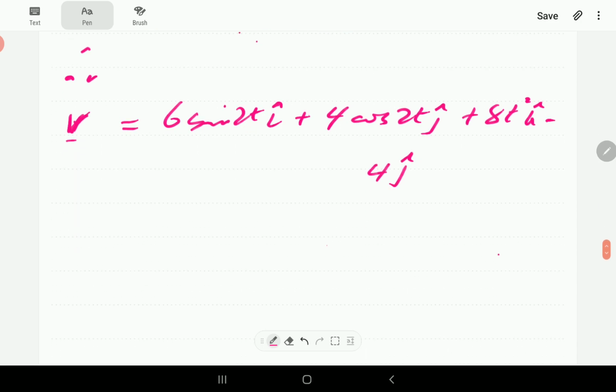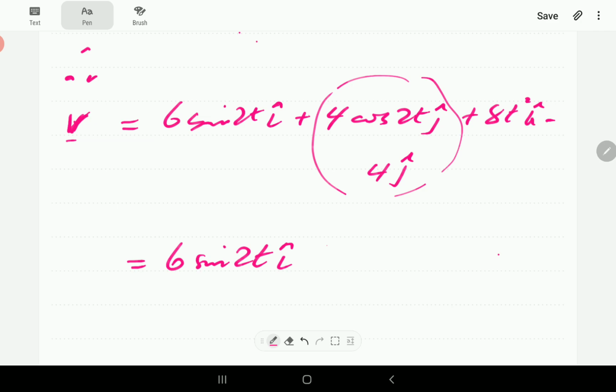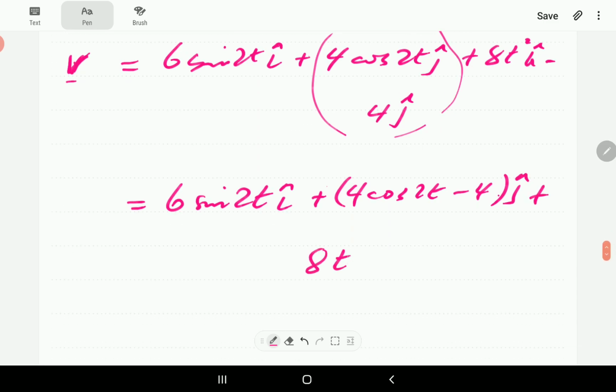And then if we collect terms, it's going to be sine 2t i, and then we're going to combine these two terms here. So we can write this as 4 cosine 2t minus 4 j, and then we have got 8t squared k. So this is going to be our expression for the velocity.